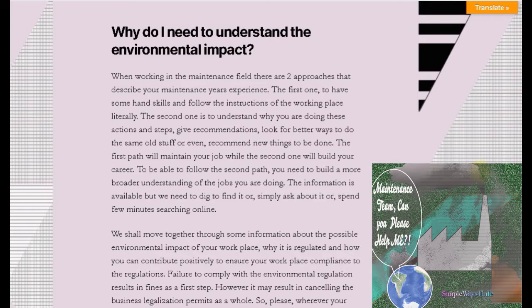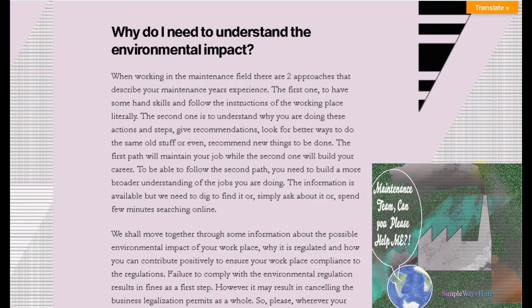But again, as a maintenance practitioner, as a maintenance manager, I do what is required of me. I maintain my equipment. So why do I need to understand the impact on the environment? When we are working, we have two paths for our career. The first path is that we focus on what we are doing with our hands, our hands-on experience, and we update it and increase it. We are the most experienced person doing this job. This way, you will be the best one doing this job, so you will be able to maintain your job.